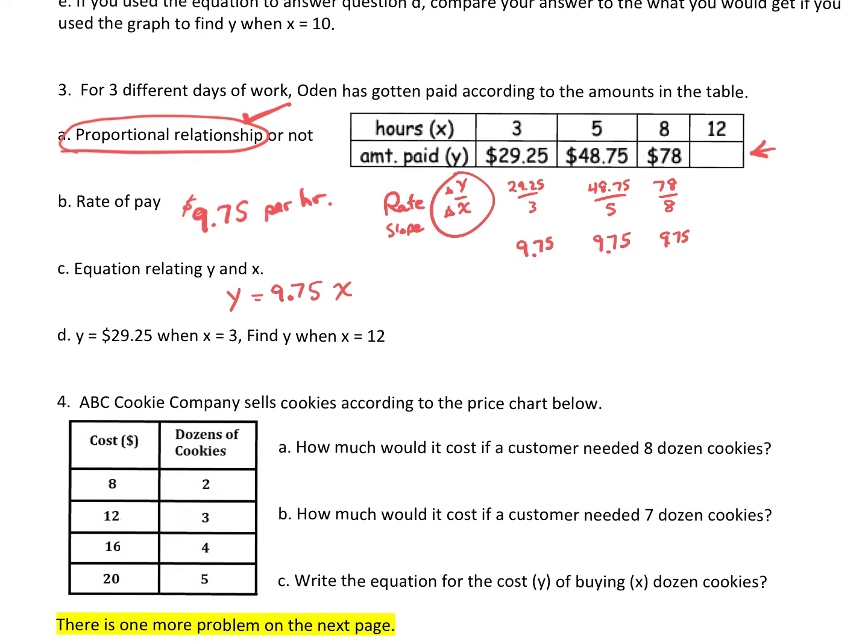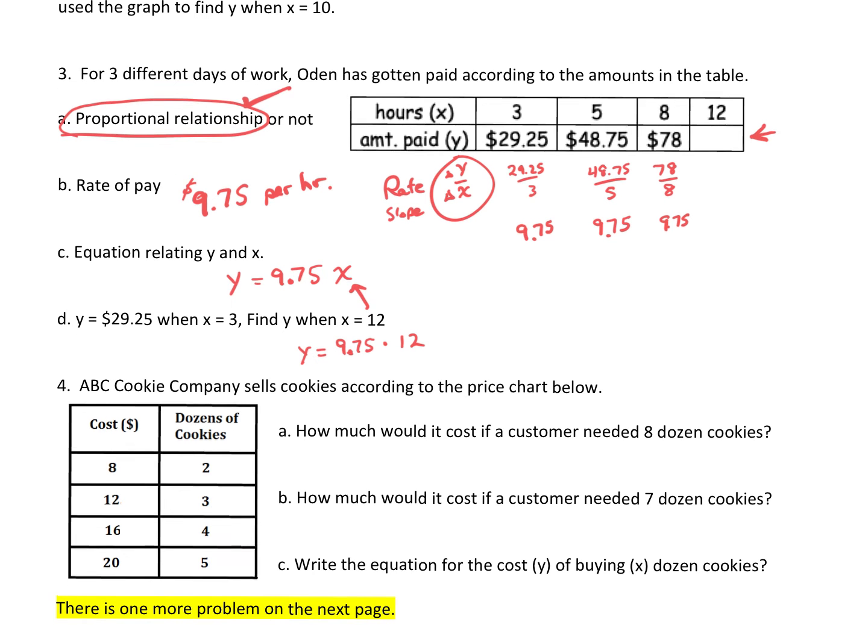Now we have an equation, we could use that. So this is another way we could solve a proportional relationship, is just use the equation. So if x equals 12, I can just put 12 in there, and y is going to equal 9.75 times 12. Whatever that is, I'll let you multiply that and get that answer. I don't have a calculator with me, so you can do it. All right, let's try the next one.